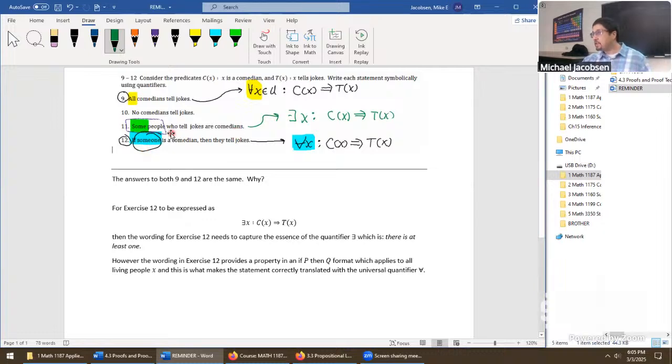let me see. Some people who tell jokes, I think I got mixed up on the actual predicates themselves. Thanks for spotting that one. It should really go the other way, like you said. It should have been T of x. That's the telling jokes. So that should have clued me in. Comedians is C, telling jokes is T. So T of x implying C of x. Thanks for that correction. Other questions at the moment with this one?